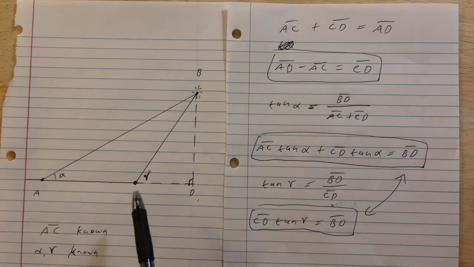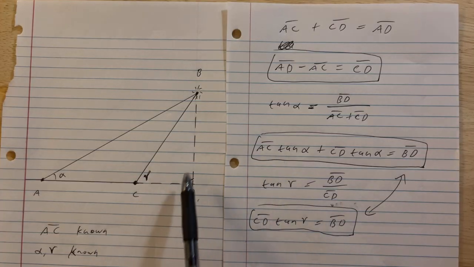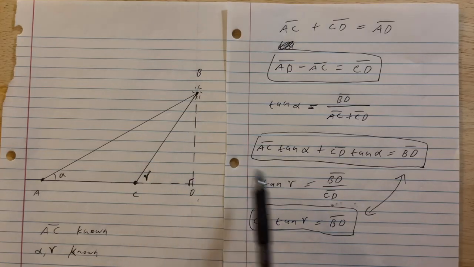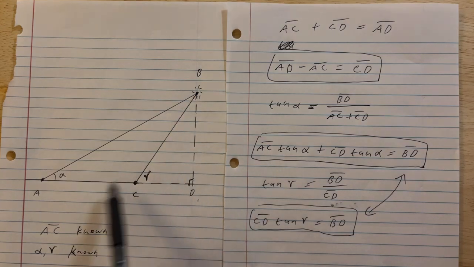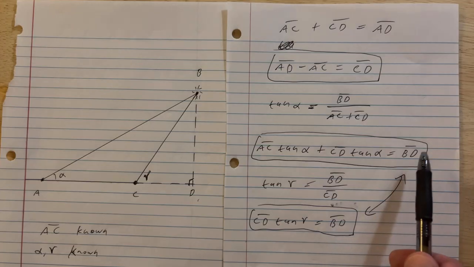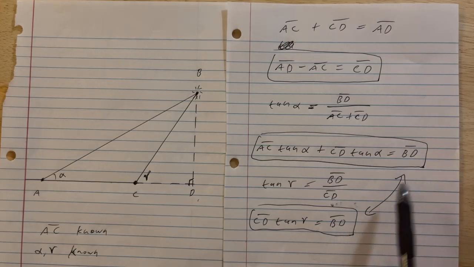Now we have tan gamma is going to equal line segment BD over CD. And let's go ahead and solve for line segment BD because that will be our common connector between both triangles. So we have line segment CD times tan gamma will equal line segment BD. So here, this equation and this equation both equal BD. So let's just put them together and make this equal this.